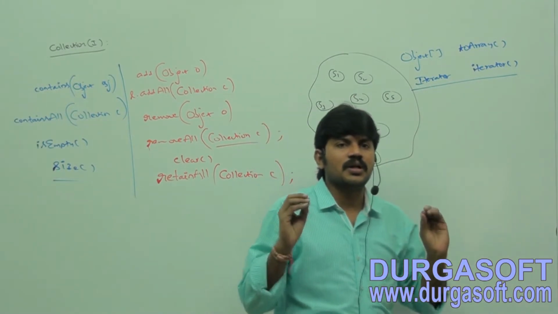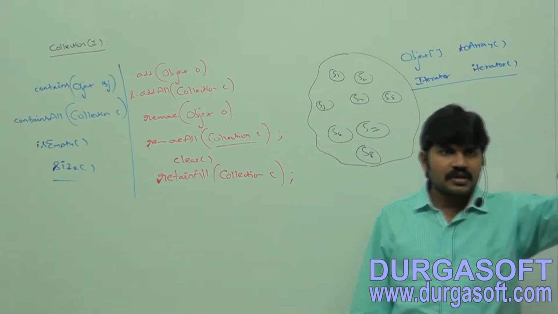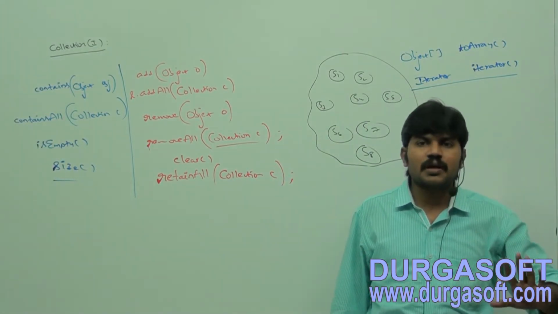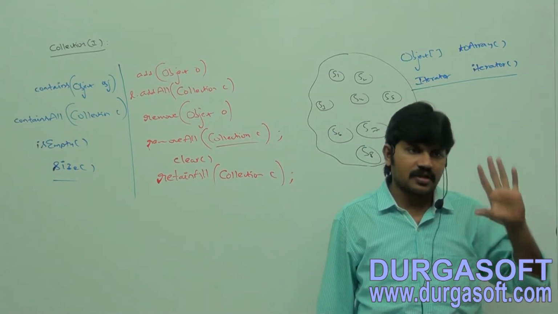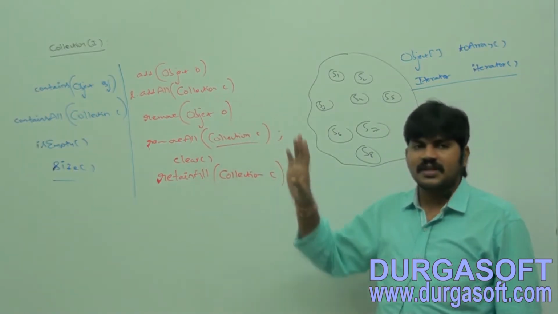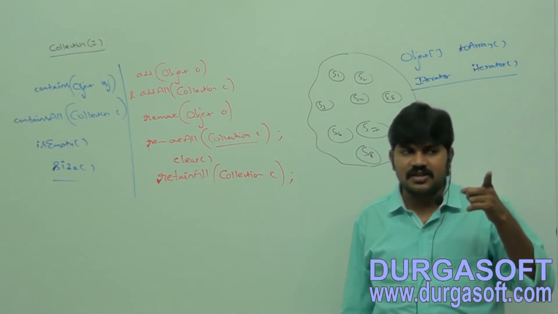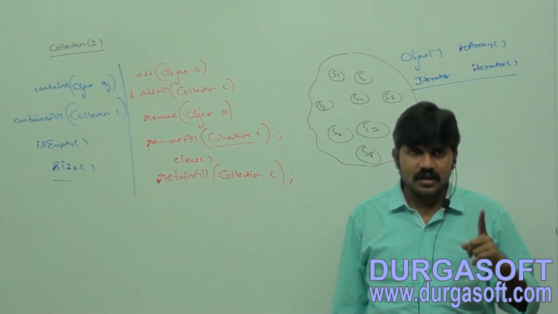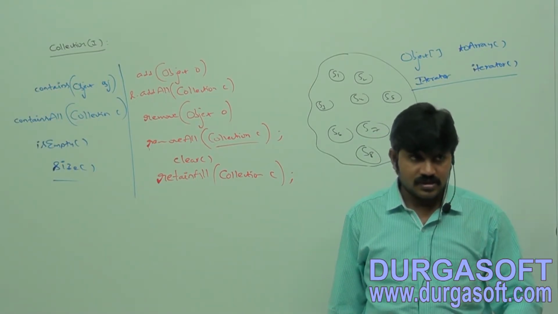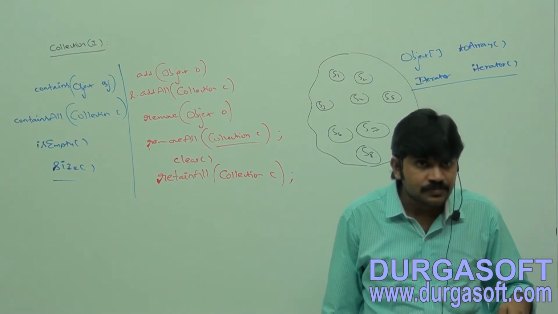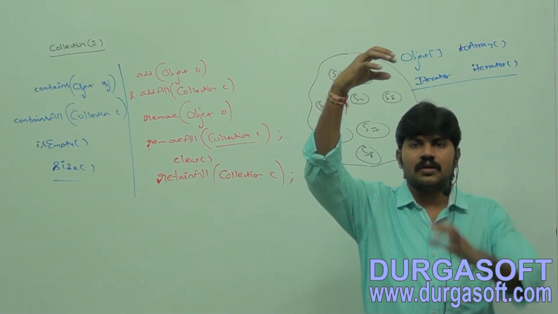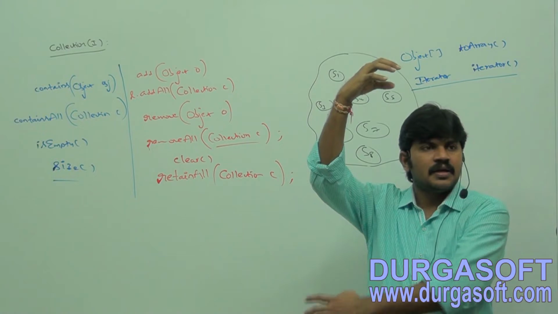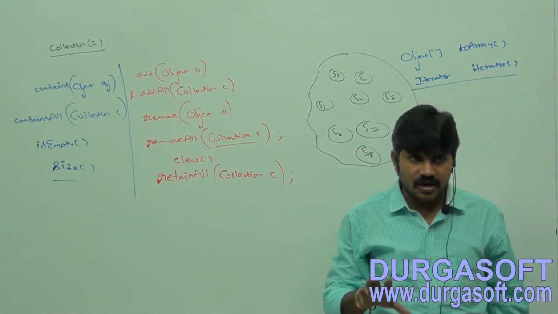These are the most common generalized methods present inside the Collection interface, which are applicable for any collection object. Sir, the Collection interface contains these methods; can I call them on an ArrayList object? Yes. On a LinkedList object? Yes. On a TreeSet object? Yes, because Collection is the root, so for any child you can happily apply these methods.